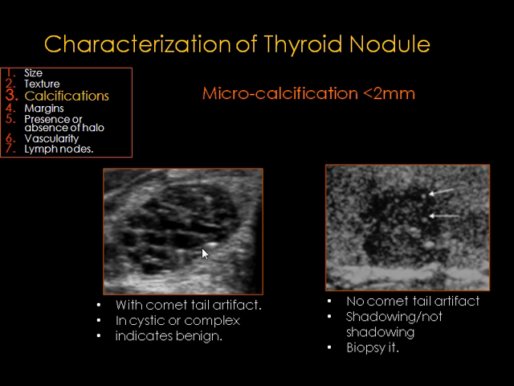The other, punctate type of calcification is worrisome. It has no comet tail artifact. It is here without distal acoustic shadowing. So whenever we see a punctate calcification with no comet tail artifact, we should biopsy it.